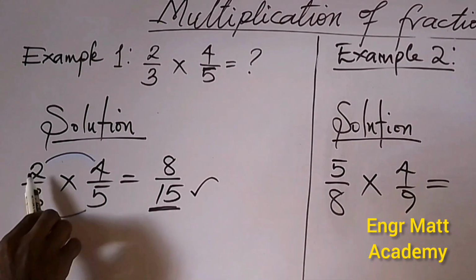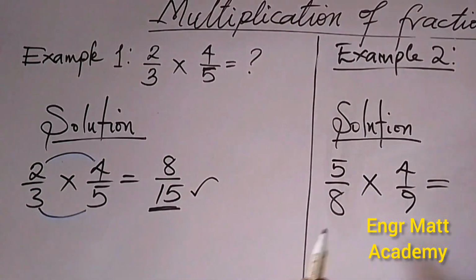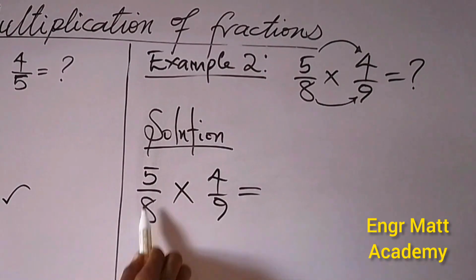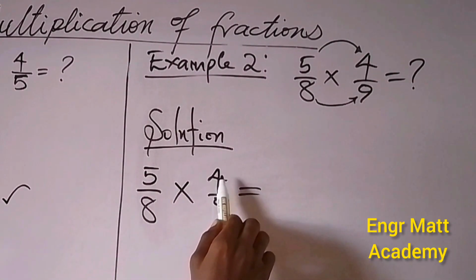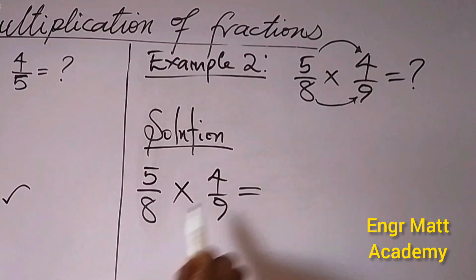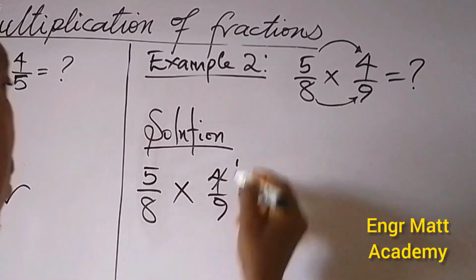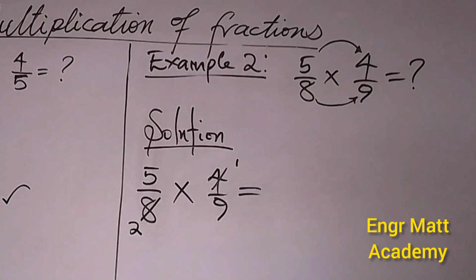So we multiply numerator by numerator and denominator by denominator. In this case, let's see. 5 cannot cancel 8, neither can 5 cancel 9. What about 4? 4 and 8 can cancel out. So 4 cancel 4, we have 1. 4 cancel 8, we have 2.